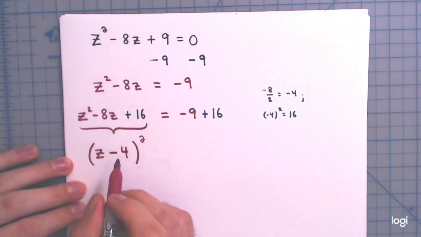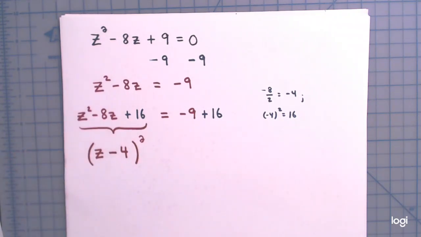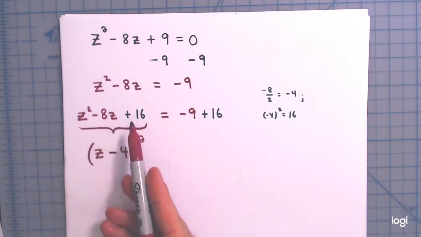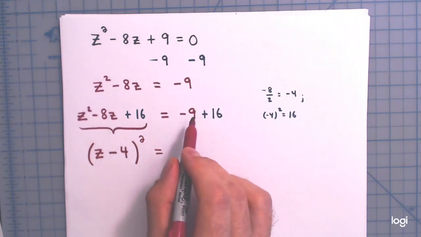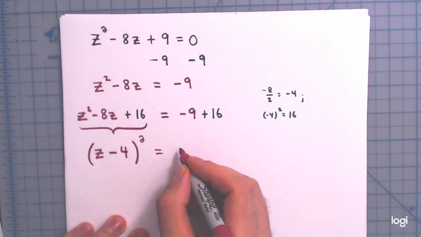We'll go ahead and double check. Take z minus 4 and square it. Z minus 4 times z minus 4, and do all the distributing and combining like terms. You'll end up with z squared minus 8z plus 16. Then on the other side, negative 9 plus 16 is 7. Wonderful.